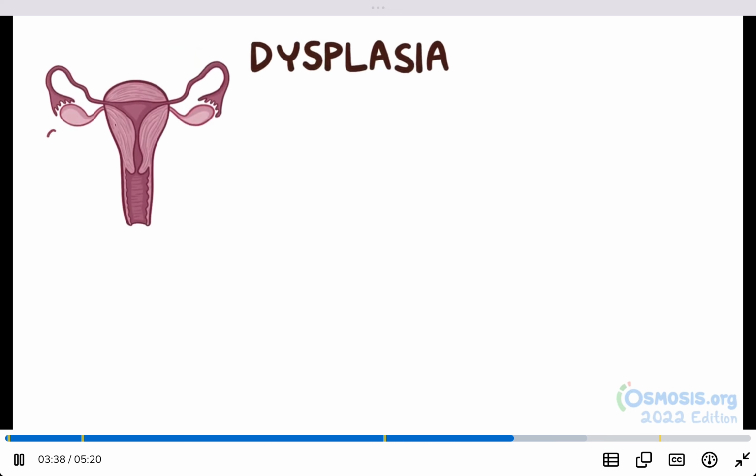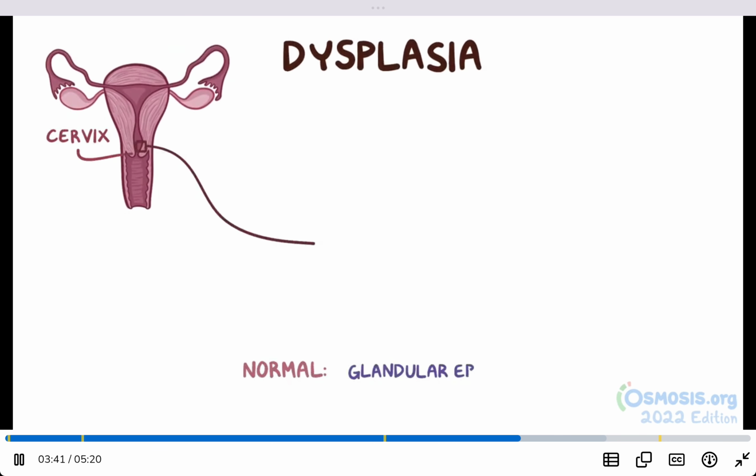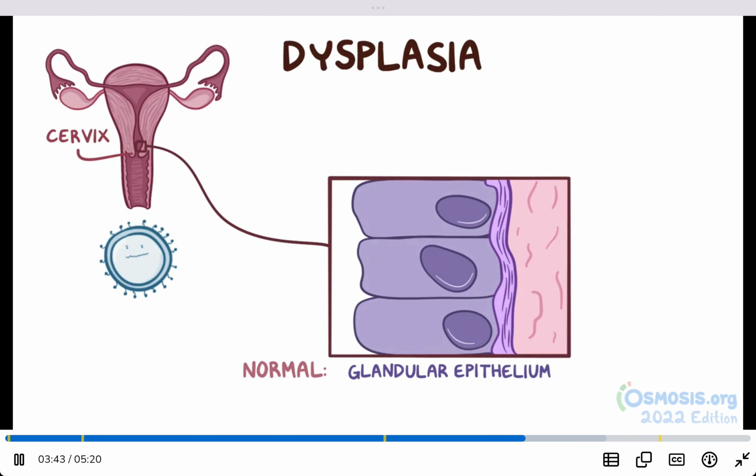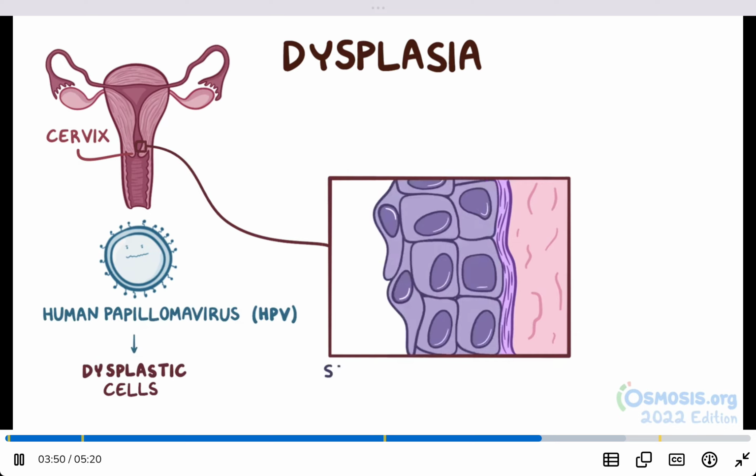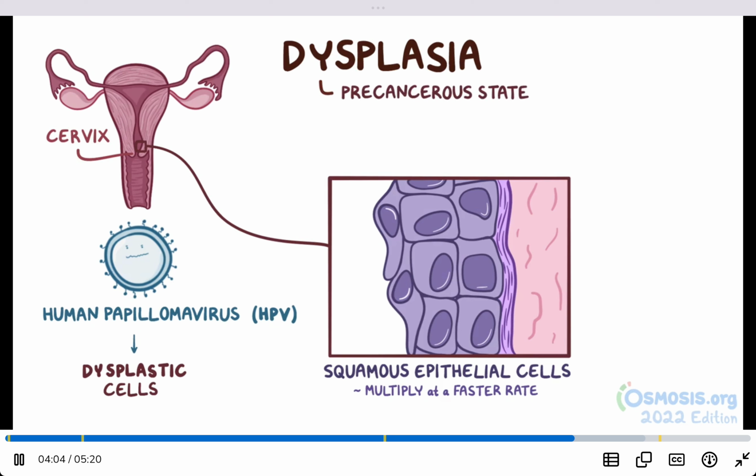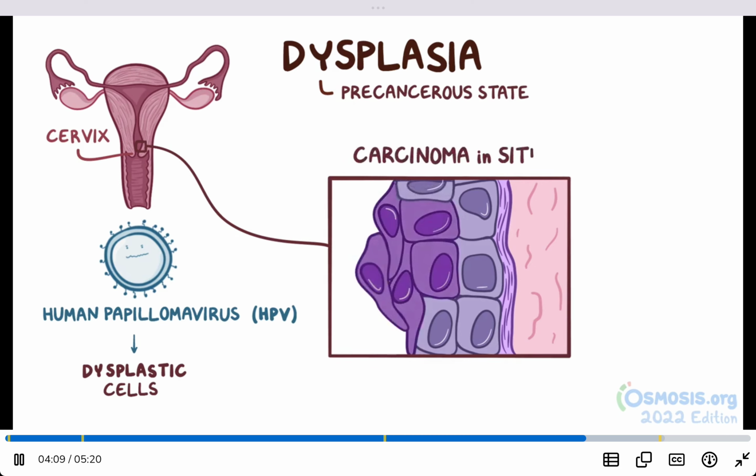Let's take the example of the cervix, which is normally lined with glandular epithelium. However, infection with certain strains of human papillomavirus, or HPV, can cause the cells to become dysplastic. They can resemble immature squamous epithelial cells of various sizes and shapes, and they multiply at a faster rate than normal cells would. Uncontrolled multiplication is generally bad news, therefore dysplasia is considered a precancerous state. As they multiply further, we can begin to speak of carcinoma in situ, which is a localized cancer.